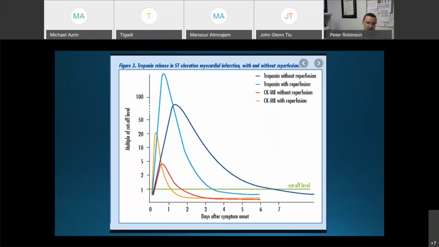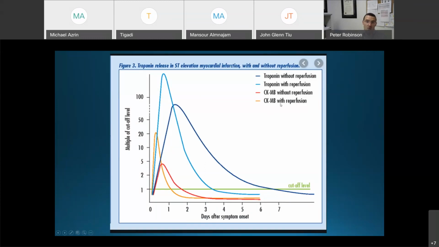How can you tell the time? Well, sometimes it's only in retrospect that you get this information, but sometimes it's important to know these curves. This is a troponin without reperfusion, a troponin with reperfusion, and CK-MB with and without reperfusion. If you're not quite sure and you only have a single troponin, it can be very helpful to know what's going on. But I'm bringing this up for two different reasons. Number one, you have to know these curves.